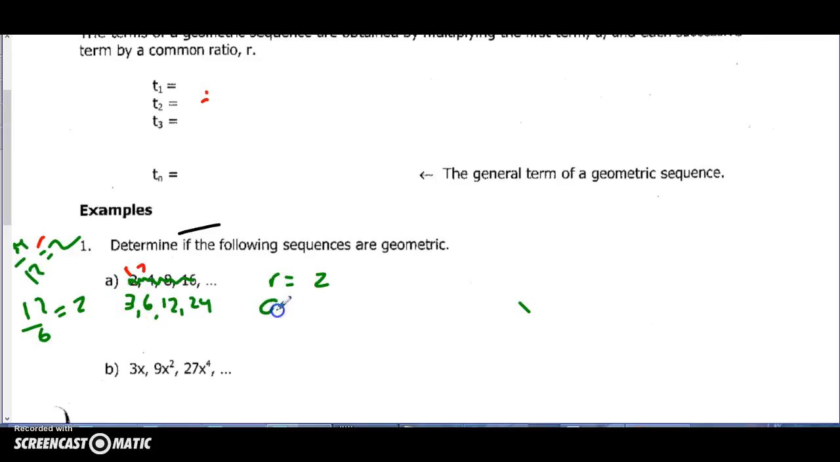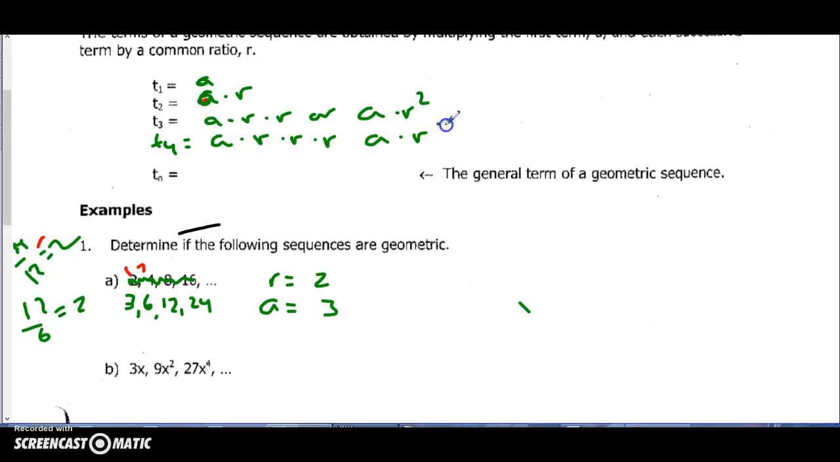My first term, which we called A last time, is 3. So R is my ratio. And let's figure out if we can come up with an equation for the general term. My first term, T1, is just 3, or A. Then I have A times R for my second term. So I have 3 times 2 is 6. My third term is 12. That's A times R times R, or A times R squared. If I had a fourth, T4 is A times R times R times R, or A times R cubed.